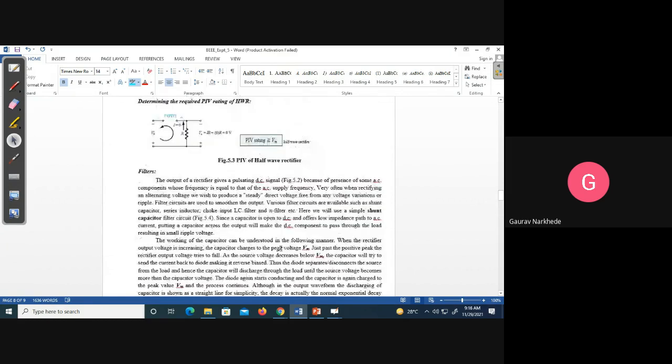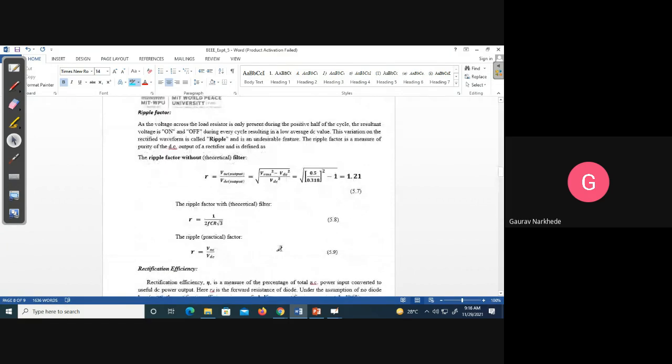So there is a formula which I was supposed to tell you in the lecture. This is the theoretical value of ripple factor: 1 upon 2 FRC root 3, or 1 upon 2 root 3 FRC, right? What is F, by the way? Okay, frequency. Calculate and see.